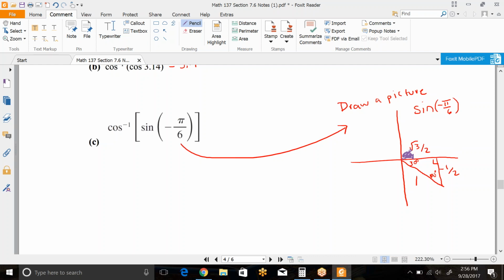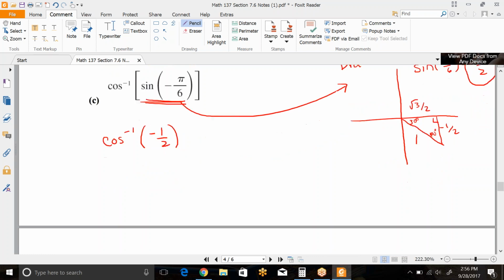So what would that be according to our picture? Well, that would be opposite over hypotenuse, so this is -1/2. So now we can take this actual value and replace this whole statement with that -1/2. So then this says, what's cosine inverse of -1/2? Now, just to let you know, you could attack all of these problems this way. You could draw a picture for the inside and then work your way back to the outside. But if the properties were there, it's a lot quicker just to say it's the answer.